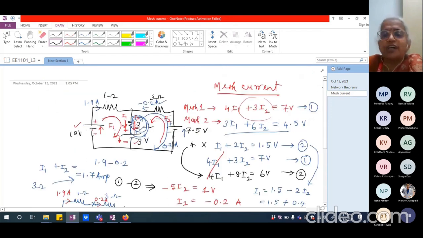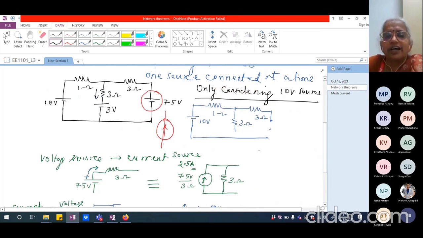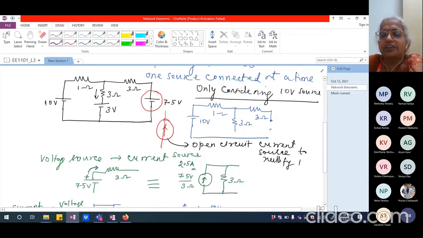I hope I didn't tell it the other way around when I said in the previous slide. I said that you should always open circuit the current source and short circuit the voltage source. You told voltage source, no, ma'am, just now. Okay, so if I had told the other way around, please remember it this way. Open circuit OC the current source, and short circuit the voltage source to nullify it.